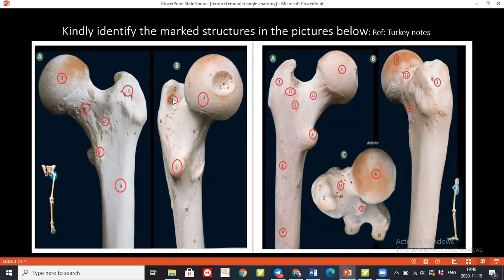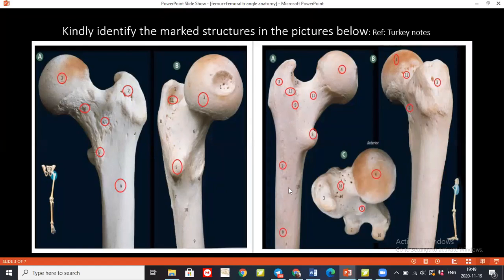Okay. Can you identify 11 here in picture B on the left hand side? Yes, ma'am. It's the trochanteric notch. Okay. And number 5? The tuberosity. Yes. What inserts here? Ma'am, actually the psoas major and iliacus muscle insert here.